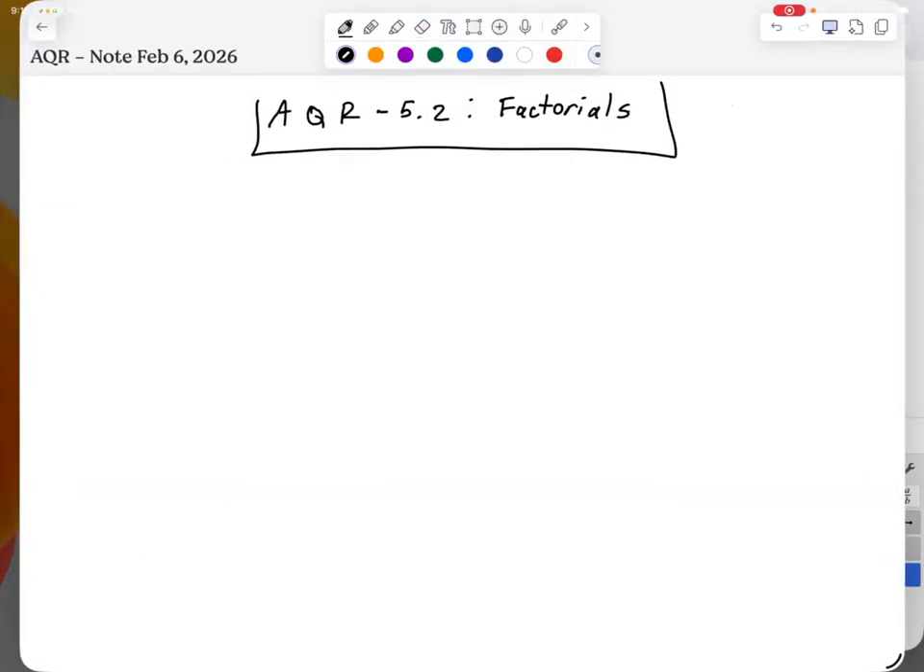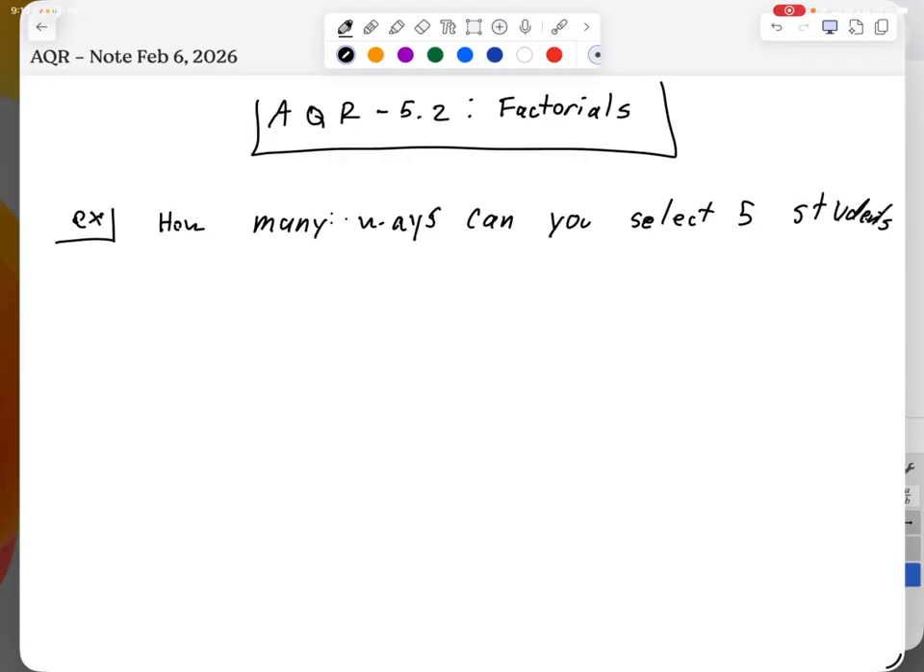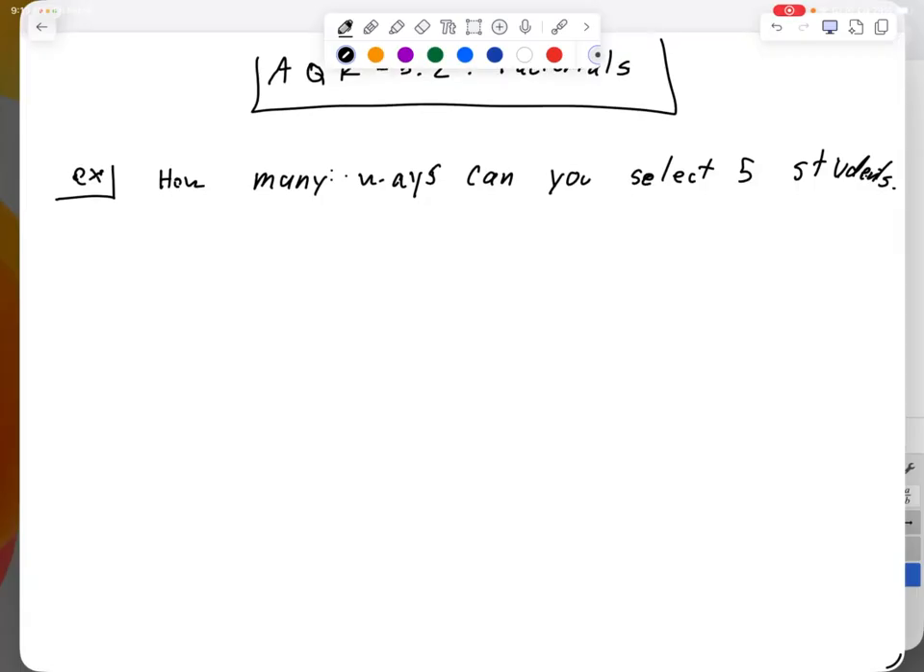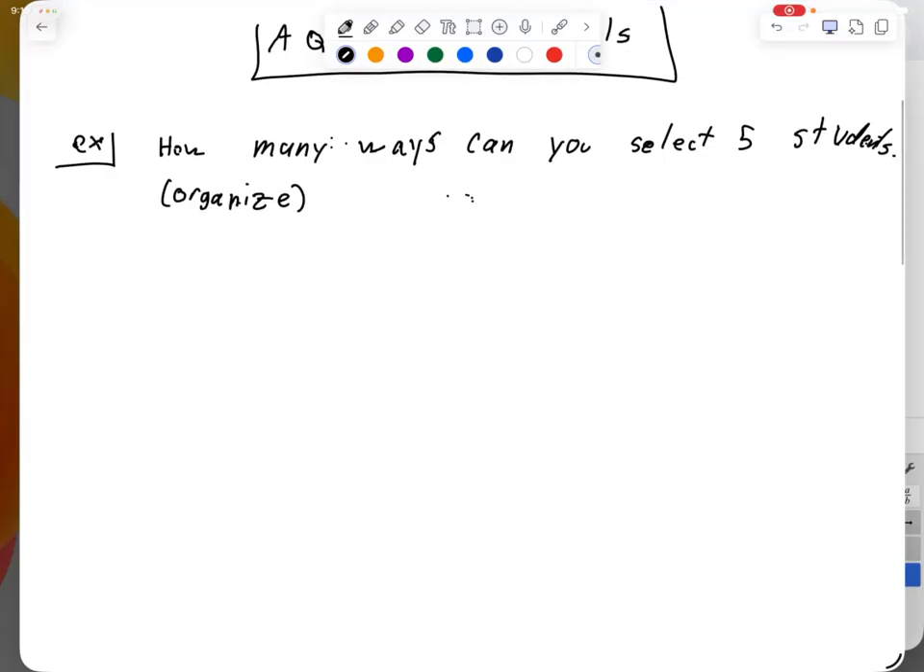So yesterday, we talked about this example problem. How many ways can you select 5 students? You're selecting 5 students. It's the same as saying organize 5 students. The students could be letters in a word and so forth. So the premise here is that there are 1, 2, 3, 4, 5 selections that you have to make.